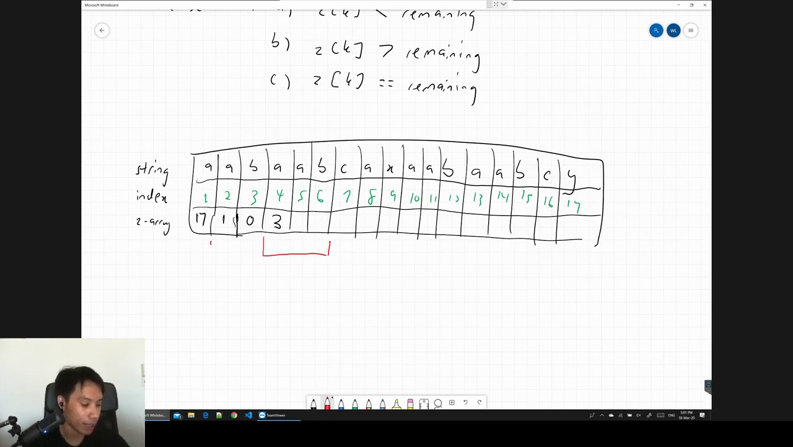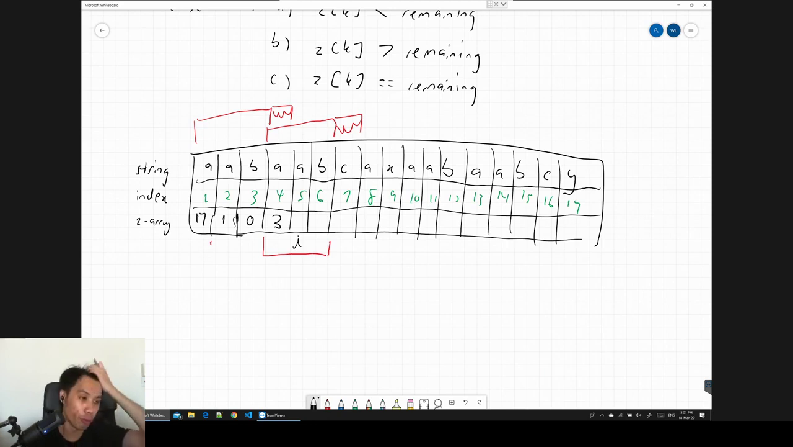And what's the meaning? The 3 alphabets here, A, B, A, are the same as the prefix 3 alphabets, A, B, A. And the 4th alphabet is not the same, which is A and C. That's what your Z box is. So increment my I to the next position.